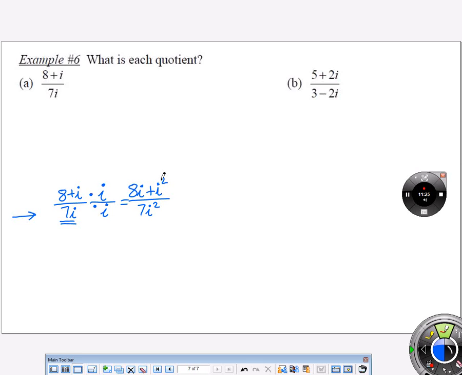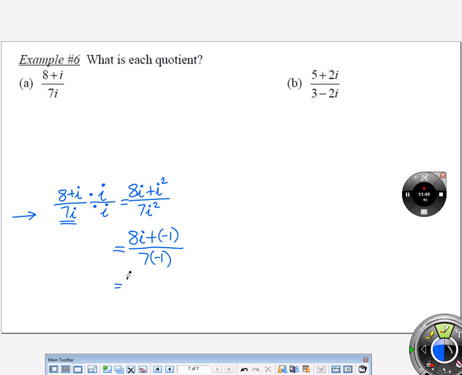Now I can see with the 8i that I'm still going to have an imaginary part in my numerator, but that's completely okay. I was just concerned with rationalizing my denominator. I want my denominator to be a real and a rational number. So then I'm going to rewrite everything that is i squared as negative 1, and I'm going to simplify.